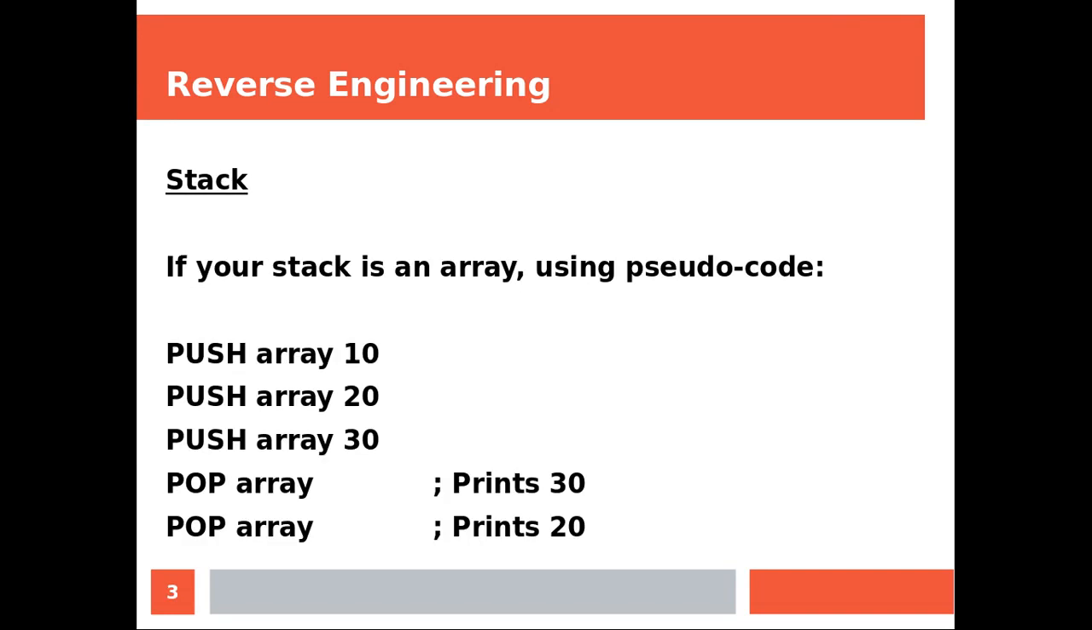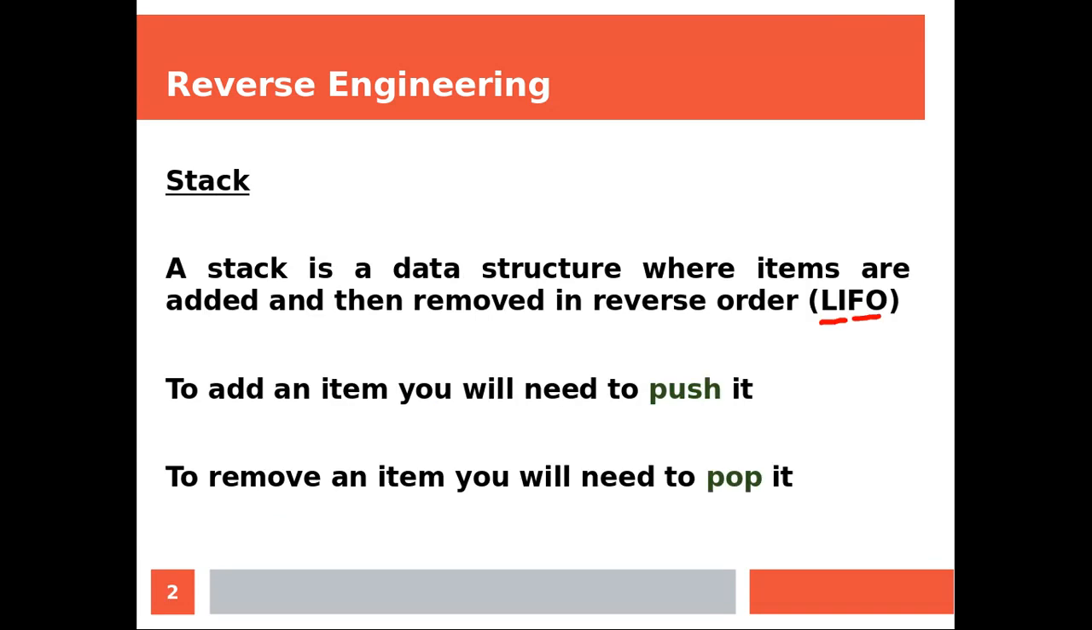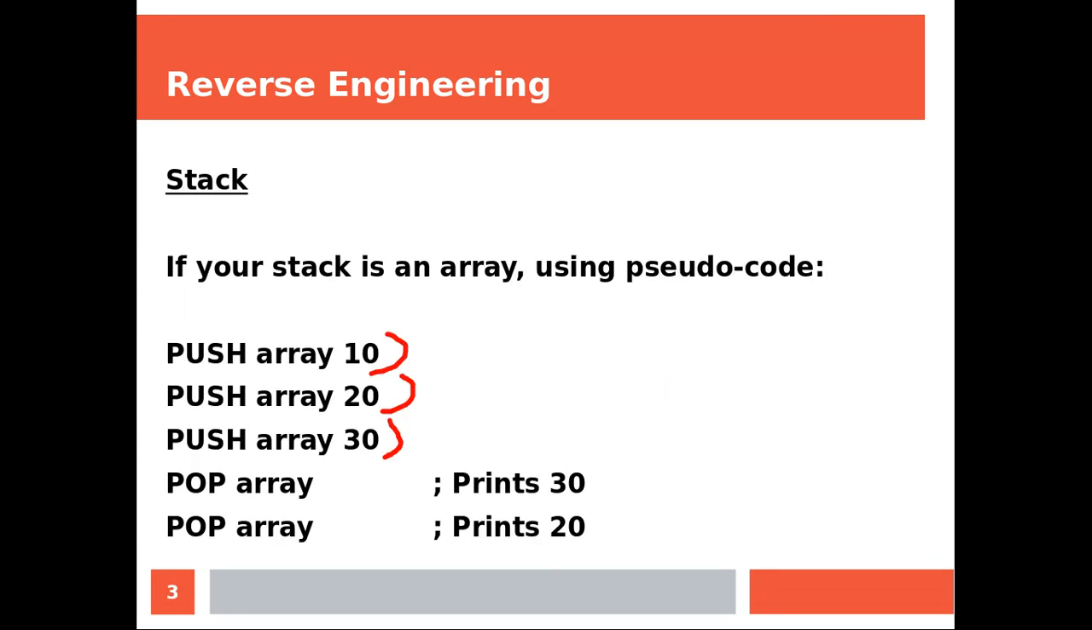Simple enough, right? Now, if your stack was an array, using pseudocode, you would be pushing the first element, and then the second one, and then the third one. Now, remember here, last in, first out. So if you were to run a pop, you would be getting 30, and then in order 20, and then again, if you were to run pop again, you will be getting 10. And at this stage, your stack will be empty, right?